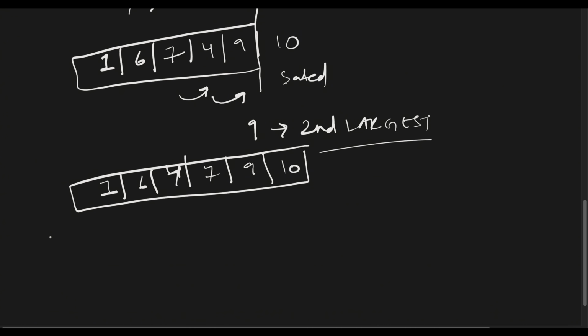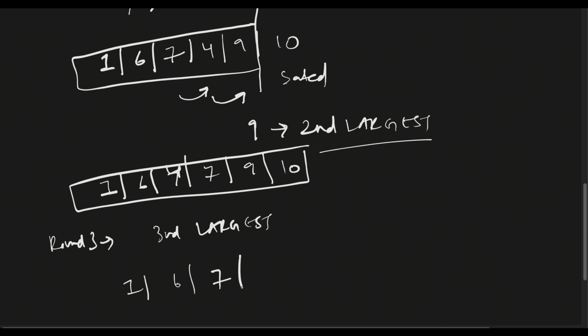Now in round 3 I will pick my third largest element. I will check if my 4 is greater than 7. No, but here we can see our 4 is smaller than the 6. So what we will be doing here, I will be swapping this 4. Okay, or I've just missed a trick here.